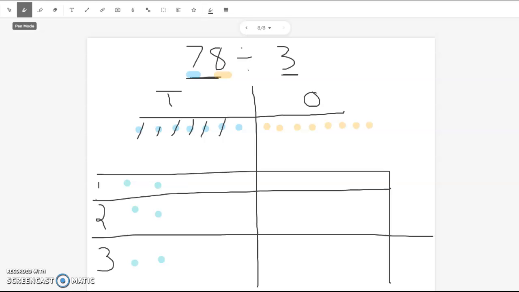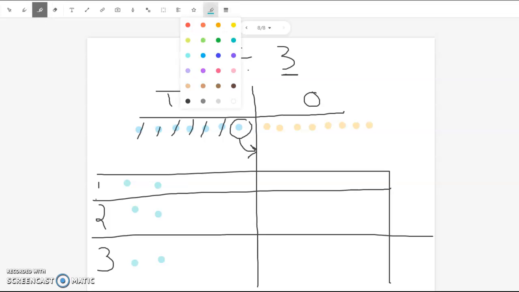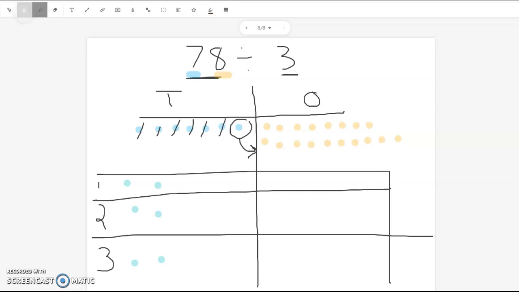but I cannot divide that equally into my 3 rows. So I'm going to take it and I'm going to turn it into ones. So I'm going to go over here and turn that into 10 ones. 1, 2, 3, 4, 5, 6, 7, 8, 9, 10. Now I had 8 ones. I brought over 10 ones. Altogether now I have 18 ones left.